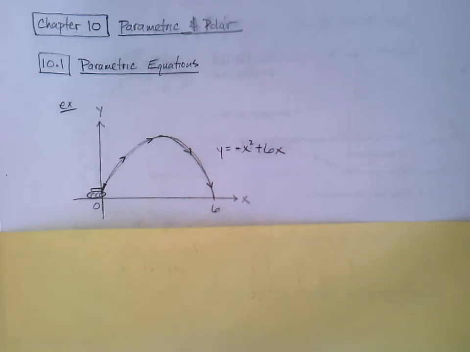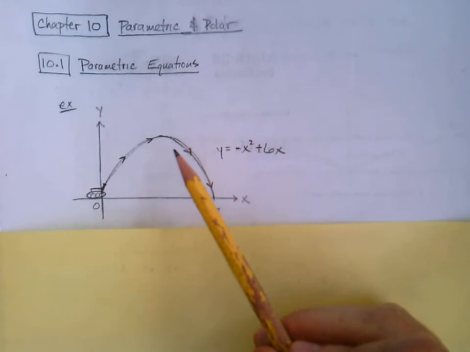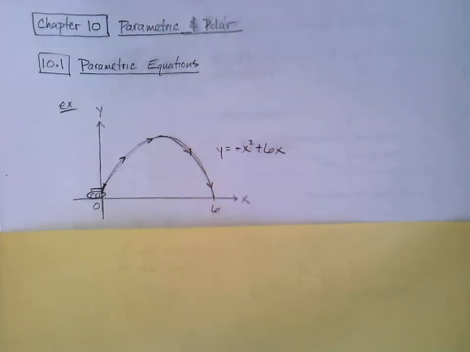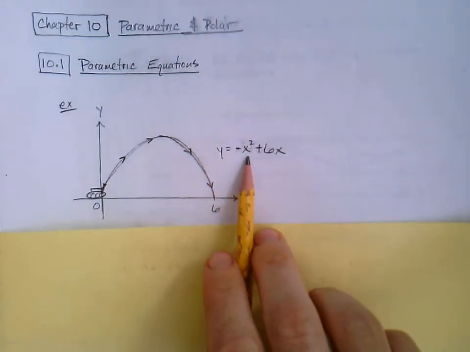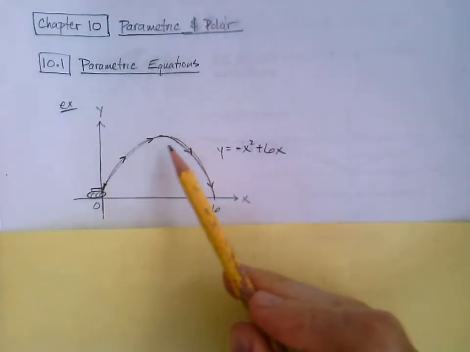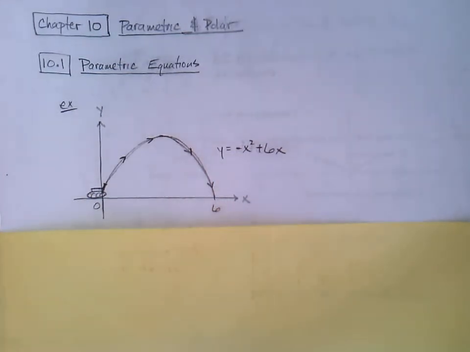And so it might be helpful to know what the equation of that path of that projectile is going to be, so we know where it's going to land, right? So let's say, I'm keeping it simple here, y equals negative x squared plus 6x. That would give us that parabola coming out of the origin, and again, an x-intercept at 6. Okay, so here's the thing.